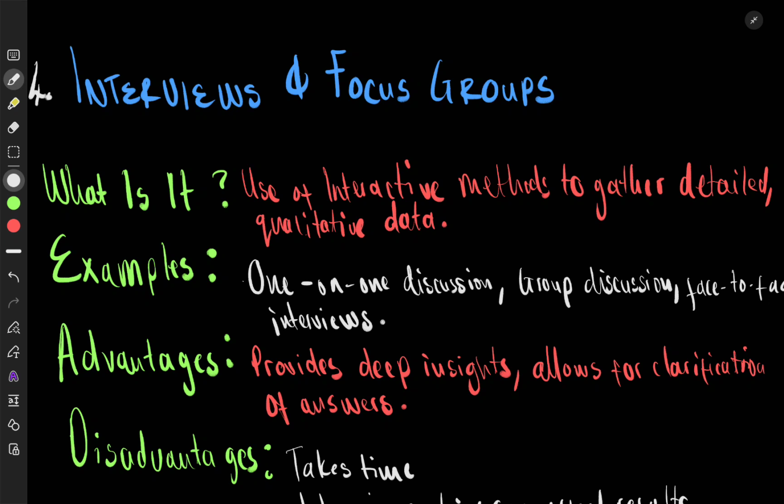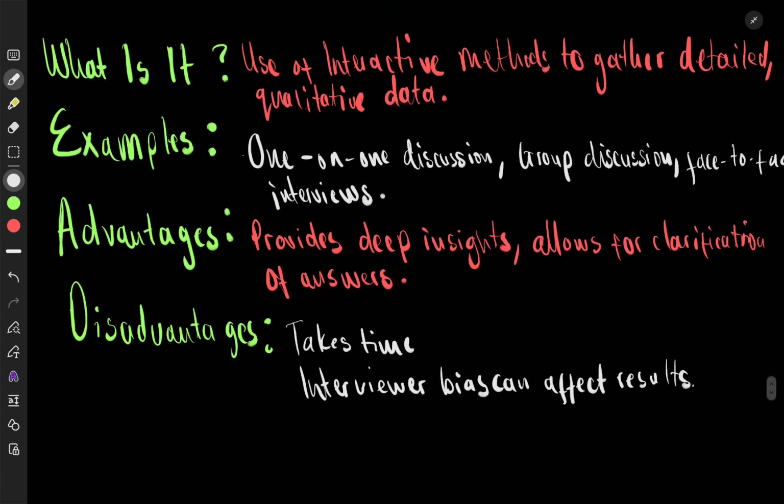These are all examples of times when you have to have these interviews and focus groups. So here the examples of them are these ones. Now, advantages of interviews and focus groups is that they provide detailed information or deep insights, and they allow for answers to be clarified because you find out the reason why. You'll be able to find out the reason why because you're in a dialogue with someone, you're talking to each other.